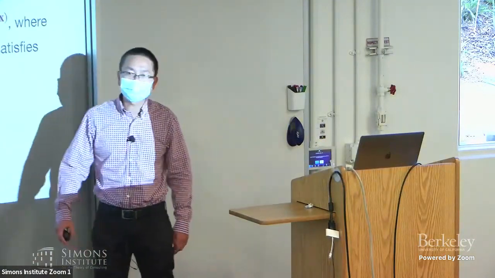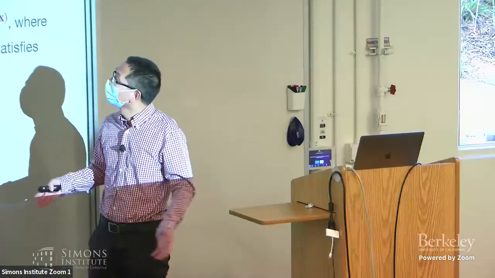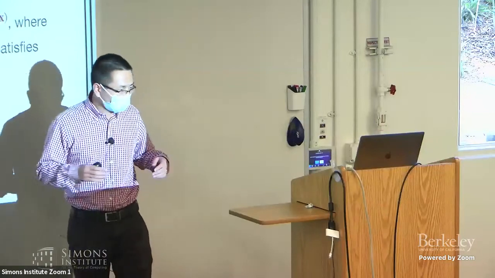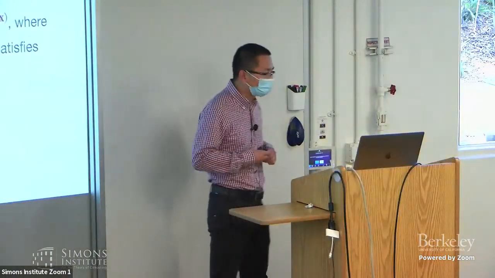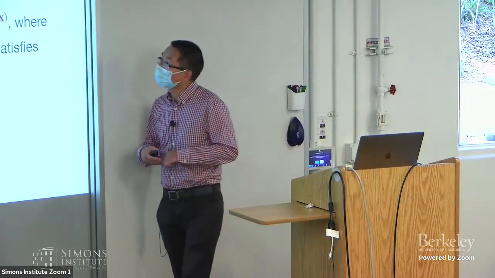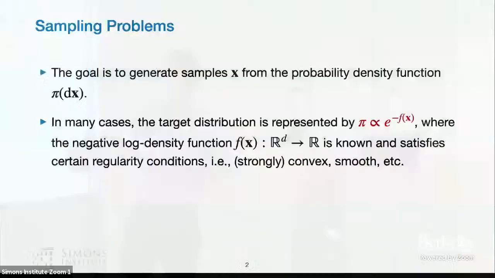So we've seen a lot of sampling problems in this workshop. The goal of sampling is to generate a sample from some target distribution. And one of the sampling problems we've seen a lot in this workshop is sampling from the log-concave distribution, where the target distribution can be represented by this Gibbs distribution, e to the power minus f of x. And this f of x could be strongly convex and smooth. I will talk about the assumptions later.